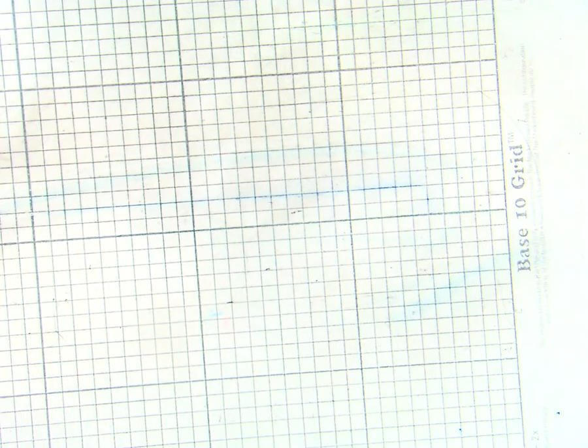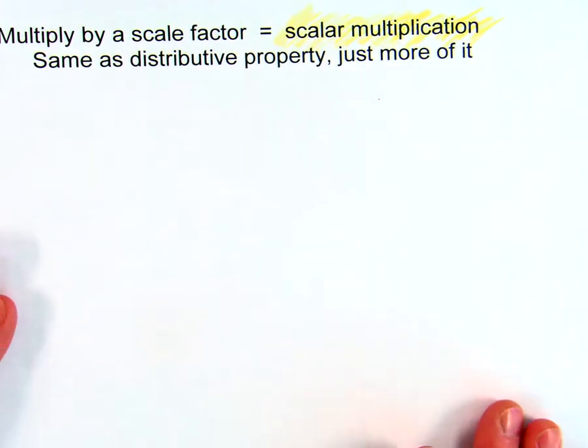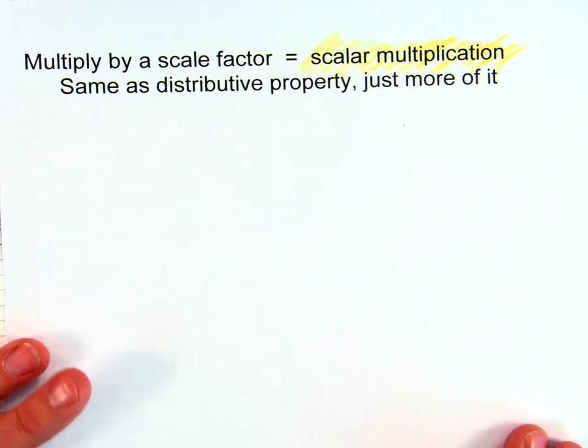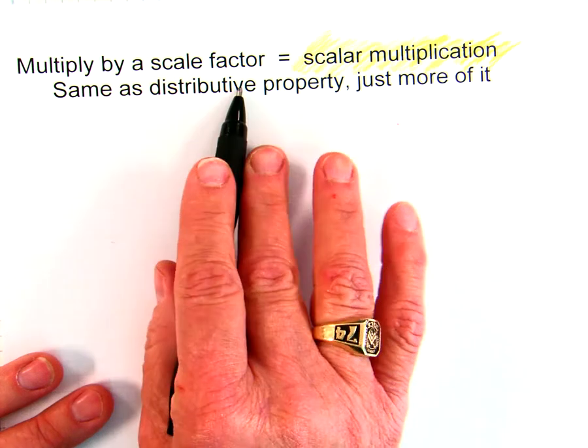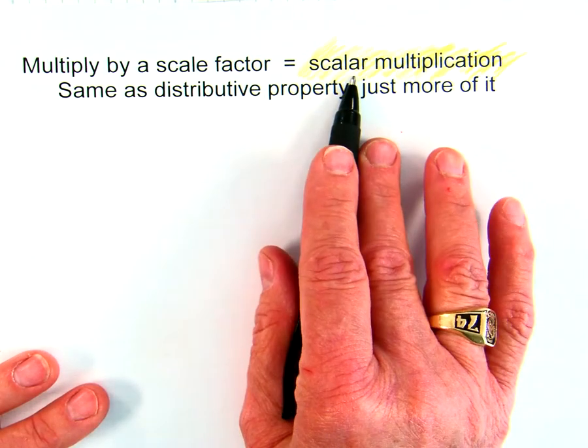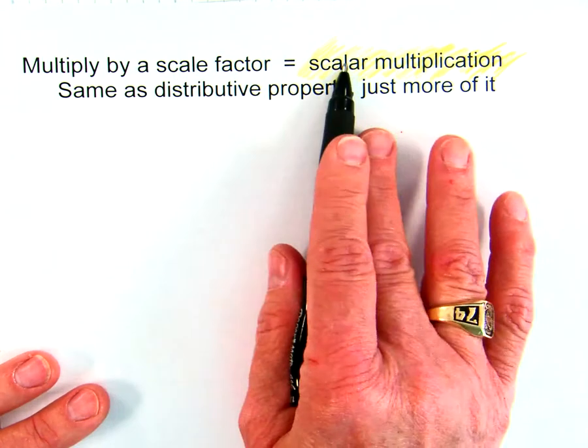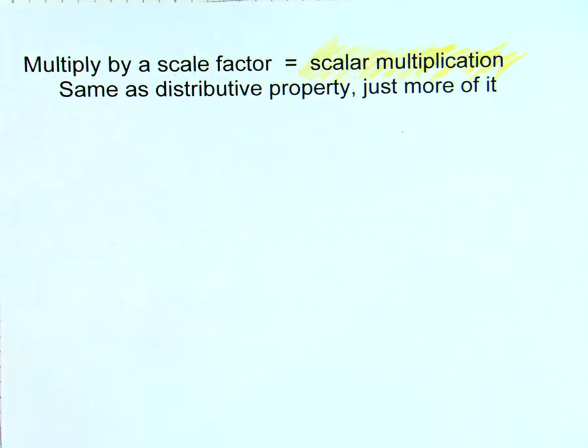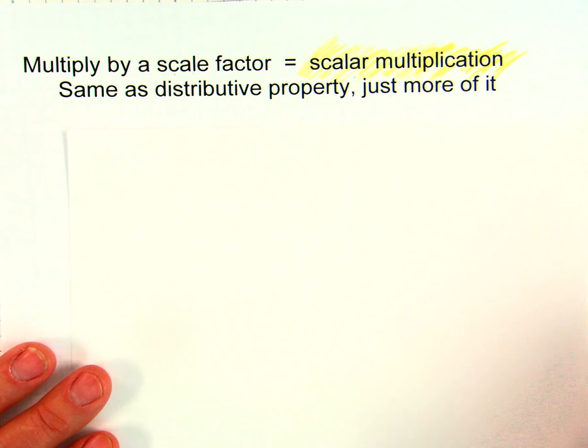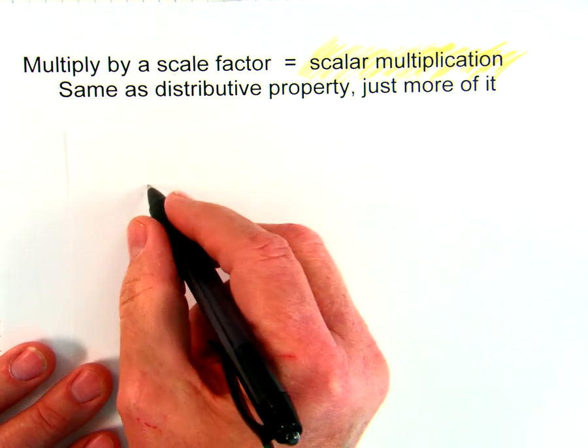The next is scalar multiplication. Scalar multiplication, or multiplication of a matrix by a scale factor. Scalar is the adjective that comes from scale. Scalar multiplication is not really a big deal at all. Scalar multiplication is just the distributive property on steroids.